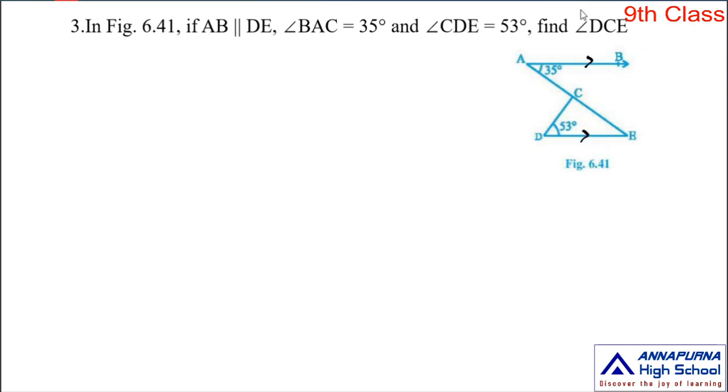AB and DE are parallel lines. Angle BAC and angle BAE are same angles. Angle BAC is equal to 35 degrees and angle CDE is equal to 53 degrees. We find angle DCE. This is the angle DCE. Start the solution.